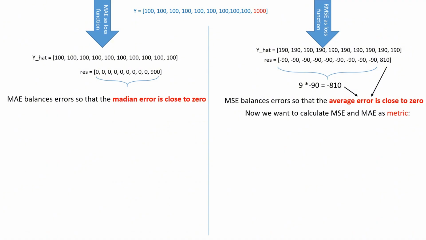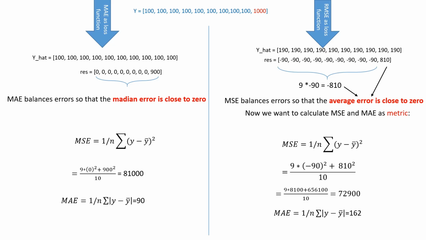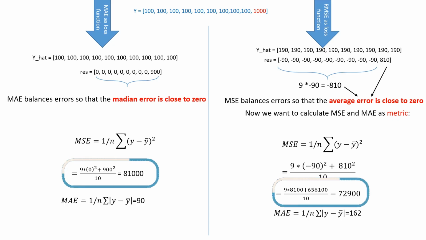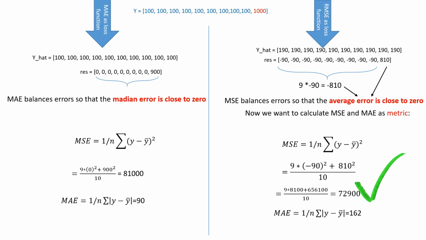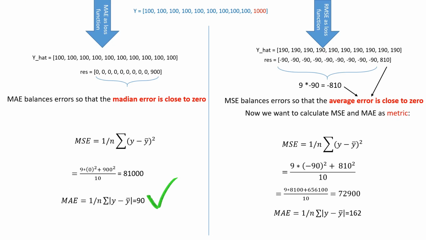Now let's calculate MSE and MAE as metrics. For the model trained with MSE, the MSE becomes 72,900 and MAE becomes 162. While for the model trained with MAE, the MSE becomes 81,000 and MAE becomes 90. No wonder the model optimized for MSE yields better MSE, as MSE tries to minimize the mean, so the mean residuals are better. On the other hand, the model optimized for MAE delivers better MAE, and as MAE tries to optimize the median, residuals are better.